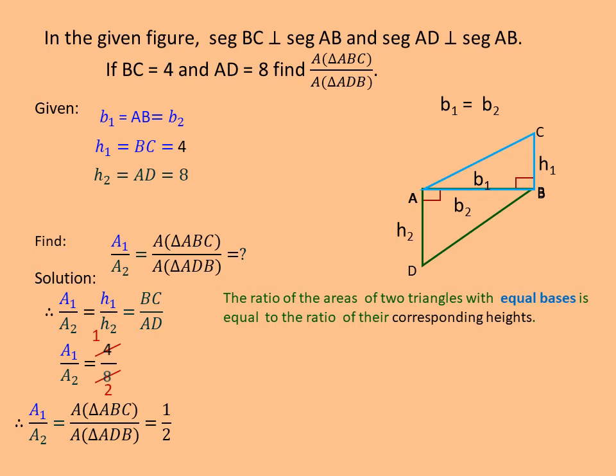Therefore, A1 upon A2 equals area of triangle ABC upon area of triangle ADB equals half, which can be written in statement form: the ratio of the area of two triangles with equal bases is equal to 1:2.